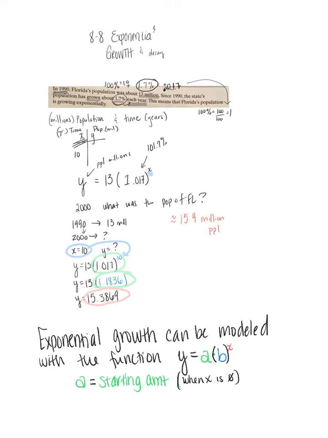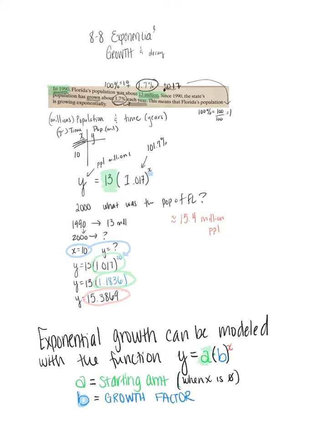Remember that a represents our starting amount. It's the base start. So when I looked up here at Florida's population in 1990, that's the first date I'm given, its population was about 13 million. So 13 was kind of ground zero. It's where it all started, at least as far as my function is concerned. So my starting amount when x is 0, or when my time is right at 0, that's my a value. Okay, that's this part right here.